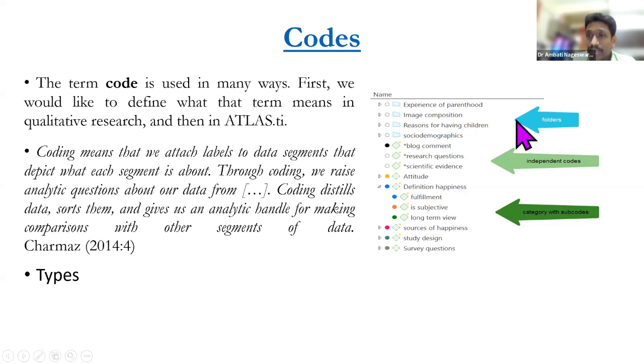As a part of the coding, we can create folders, which we are going to do tomorrow. We are going to create independent codes. That's what we are going to do right now. And category with subcodes, that we are going to do tomorrow. Right now, we are just going to create codes.